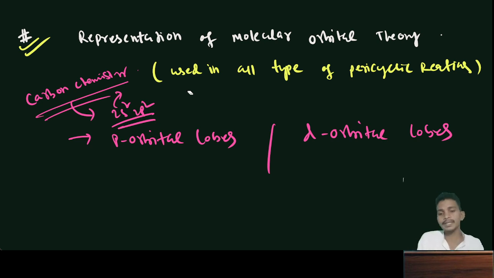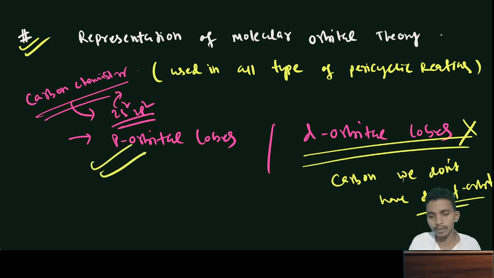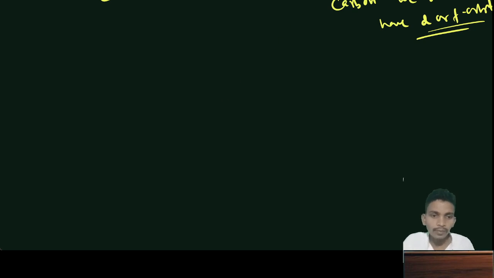So the p orbitals are involved in the molecular orbital theory. Here we will talk about the p orbital, not the d orbitals, because this is carbon chemistry and carbon doesn't have d or f orbitals. We will talk only about the p orbitals. A p orbital looks like this, with one positive lobe and another negative lobe. So two lobes are there, one positive and one negative.